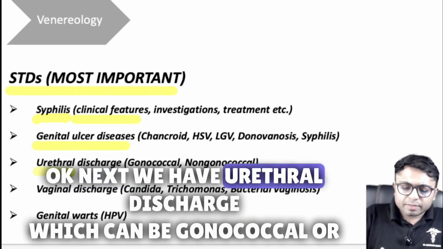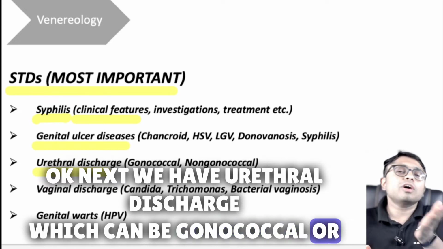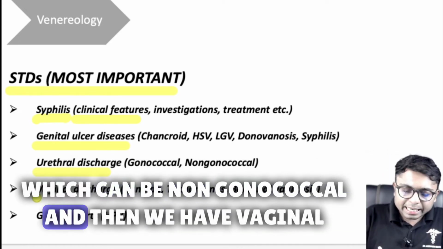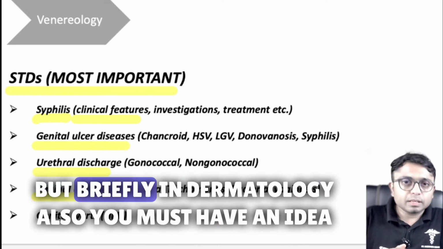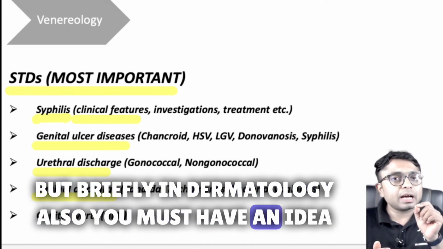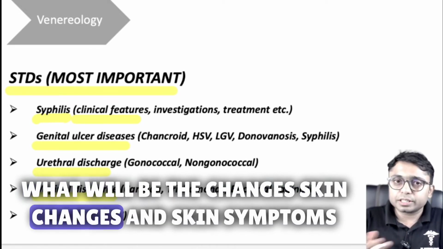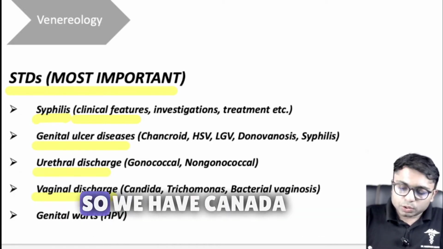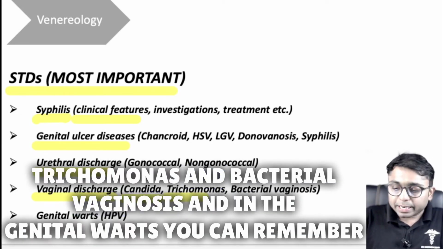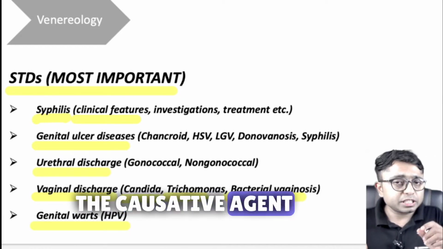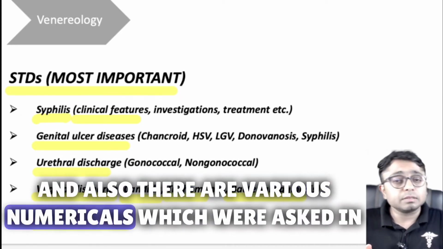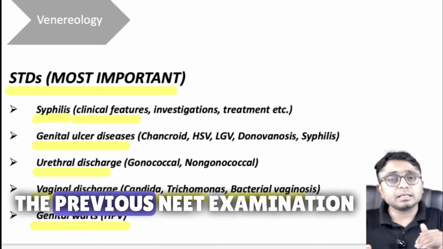Okay. Next, we have urethral discharge, which can be gonococcal or non-gonococcal. And then we have vaginal discharge, which will be covered in your gynecology also. But briefly in dermatology also, you must have an idea what will be the skin changes and skin symptoms. So we have candida, trichomonas, and bacterial vaginosis. And in the genital warts, you can remember the causative agent, and also there are various numericals which were asked in the previous NEET examination.